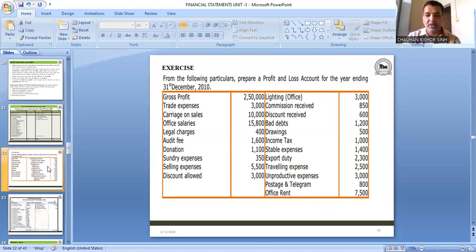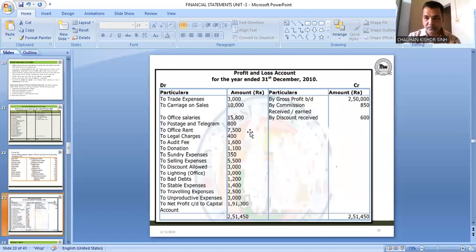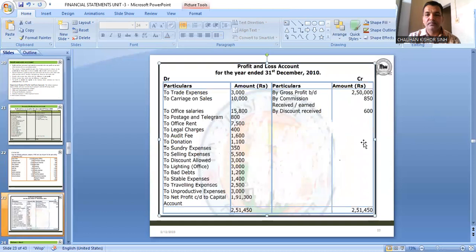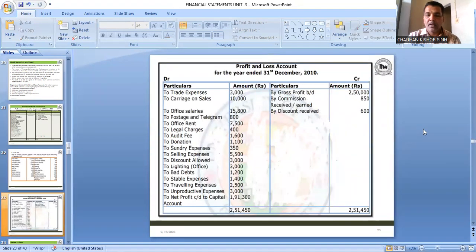So in this exercise, we have to prepare only and only the profit and loss account. Now see the solution. Here on the screen, you can see the solution of this exercise. First on the credit side, gross profit is written because in the question, gross profit was given. So credit side, gross profit is 2,50,000. Then in the question, commission received, rent received, sorry, discount received were given, these other incomes. Apart from these three items, nothing else was given in the question. So only these three items will come on the credit side of the profit and loss account.